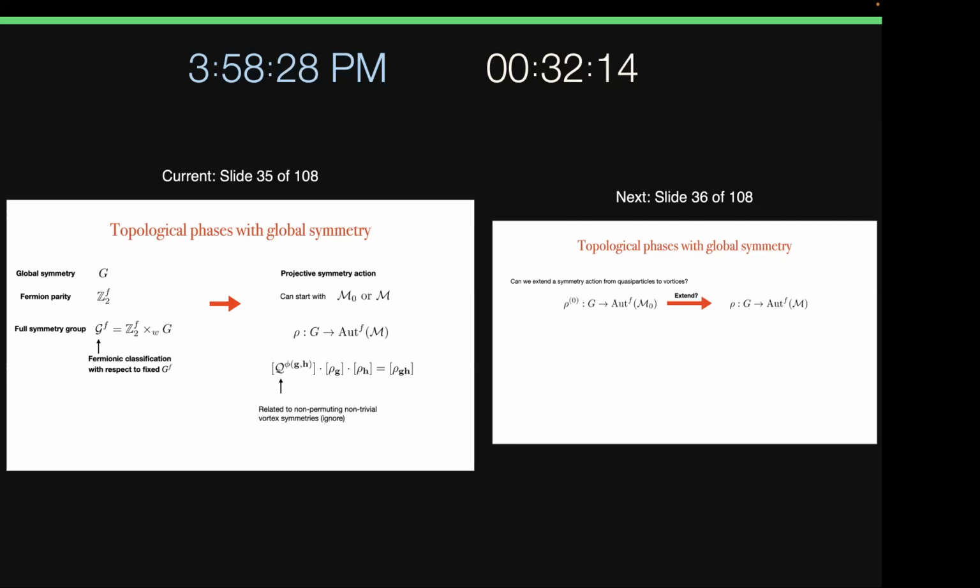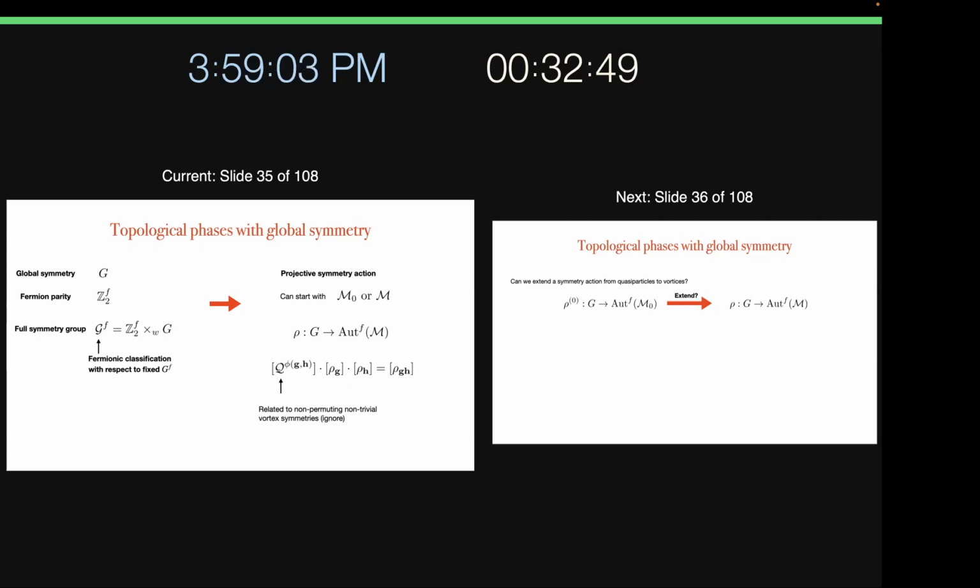And then the full fermionic symmetry group will be a Z2F or a Z2 extension of G determined by some 2-cocycle. And for now, that 2-cocycle will be arbitrary, but we'll see that there'll be certain obstructions that we encounter later, which sort of remove certain possibilities for that 2-cocycle. Okay. All right, so now we can do our classification either with respect to M0 or M. So on this slide, I will say we're doing it with respect to M.